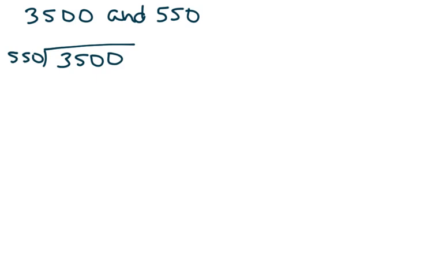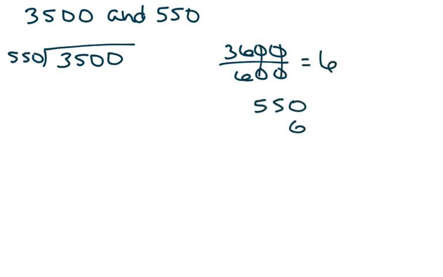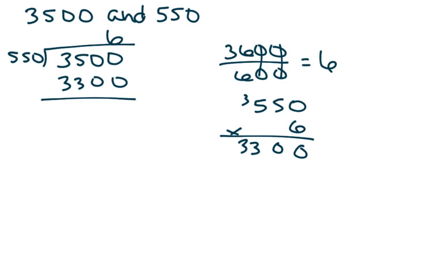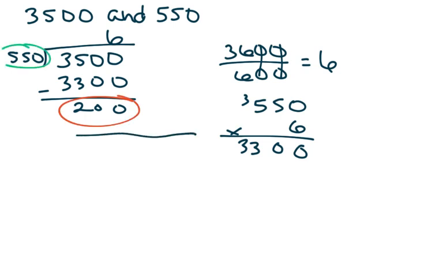Now I'm going to estimate this to be 3,600 divided by 600 and see if we can use 6. So 550 times 6, we will have 3,300, and so that will work out for us. So we have 6, and that's 3,300, and so we're left with 200 left over. So we then want to take our remainder and our divisor and work those into a long division problem.